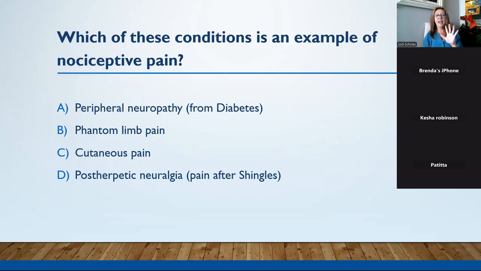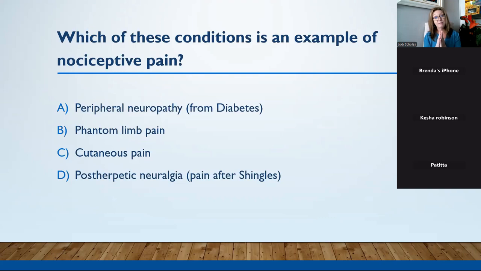Okay. Which condition is nociceptive pain? A. Peripheral neuropathy from diabetes. B. Phantom limb pain. C. Cutaneous pain. D. Post-herpetic neuralgia. Technically, that's the pain after shingles. Which of these conditions is an example of nociceptive pain? Now, you probably have no idea. That's okay. That's why we're doing this.